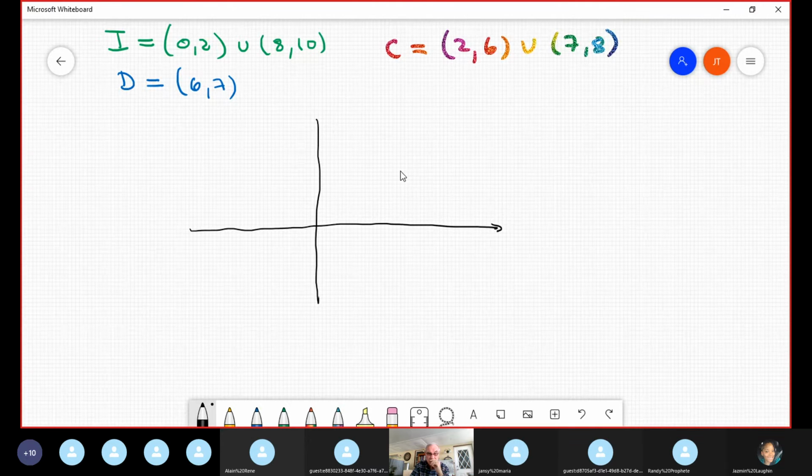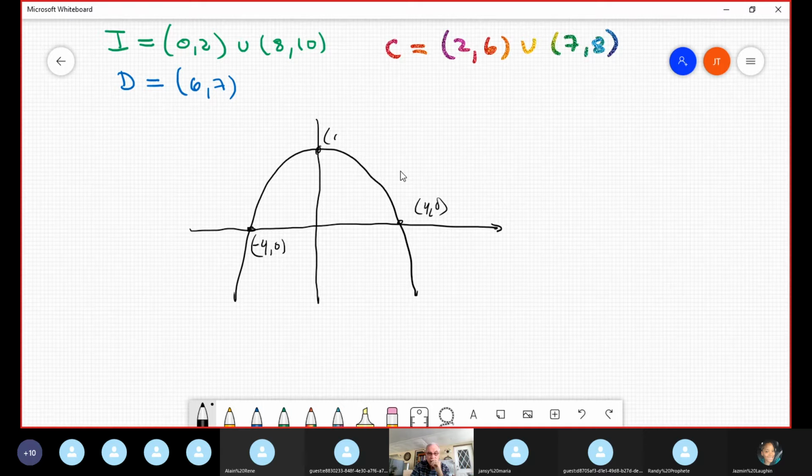This information is given. Look, it's a function like that. This point is (-4, 0), this point is (4, 0), and this point is (0, 4). This is the y-axis, this is the x-axis. The question says: determine whether the graph is increasing, decreasing. Determine the intervals over which the function is decreasing, increasing, and constant. Write your answer in interval notation.